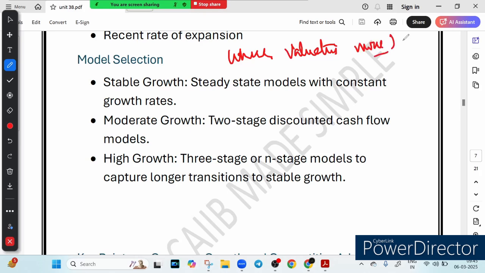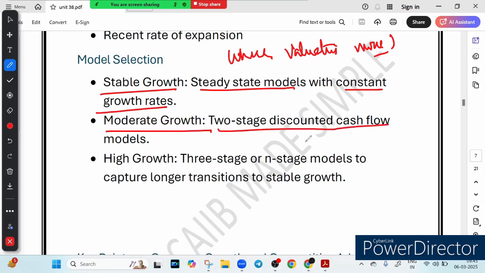Choosing the right DCF model depends on the company's growth stage. If it is stable growth, we use a steady state model with a constant growth rate. If it is moderate growth, a two-stage DCF model is used. We will discuss what this two-stage DCF model is. And if it is high growth, we use a three-stage, n-stage or multi-stage model to capture rapid expansion, followed by a transition to stable growth.